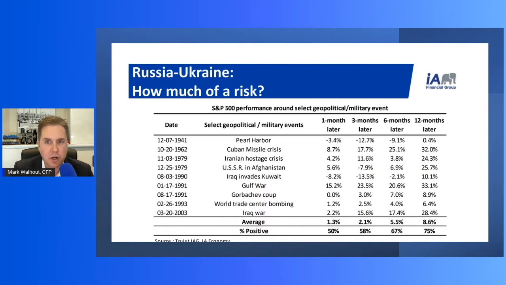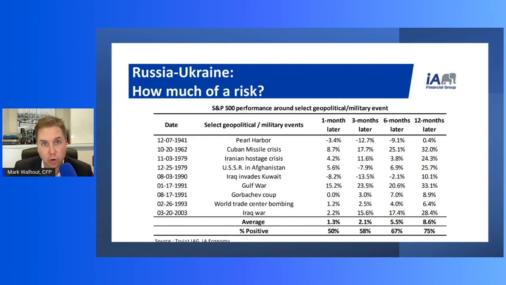What you'll see in the middle of the chart is a whole bunch of different crises going back to Pearl Harbor, Cuban Missile Crisis. You'll recognize a number of these different events going back to the mid 1900s. On the right-hand side of the chart, Sebastian outlines what the forward returns of the S&P 500 were 1 month, 3 months, 6 months, and 12 months after each of the crises. And what you'll notice at the bottom is that on average, 1 month after these crises, the S&P 500 has been up about 1.3%, 3 months, 2.1%, 6 months, 5.5%, and 12 months later, 8.6%. And the long run average annual total return of the S&P 500 going back to 1926 is 10.3%.